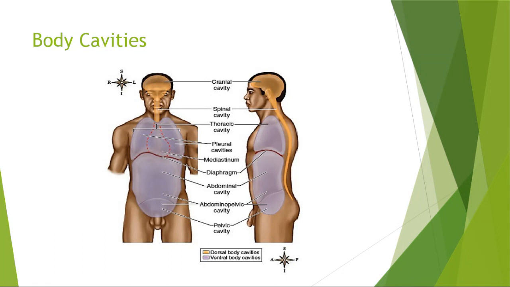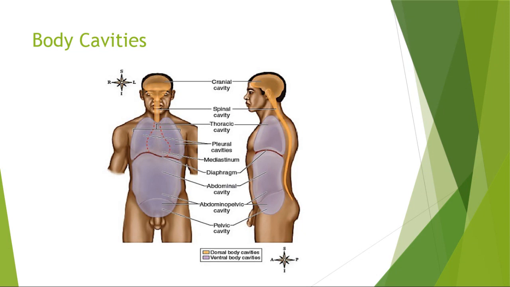The body is not a solid structure. The body has open spaces or cavities that contain organs. There are the two major ones that I just talked about, the dorsal and the ventral. When you think about dorsal, think about a dorsal fin on a fish. That is the back. And on us, the dorsal contains the cranial and the spinal cavity. The ventral, which is the front, contains the thoracic, the pleural, the abdominal, and the pelvic cavities.